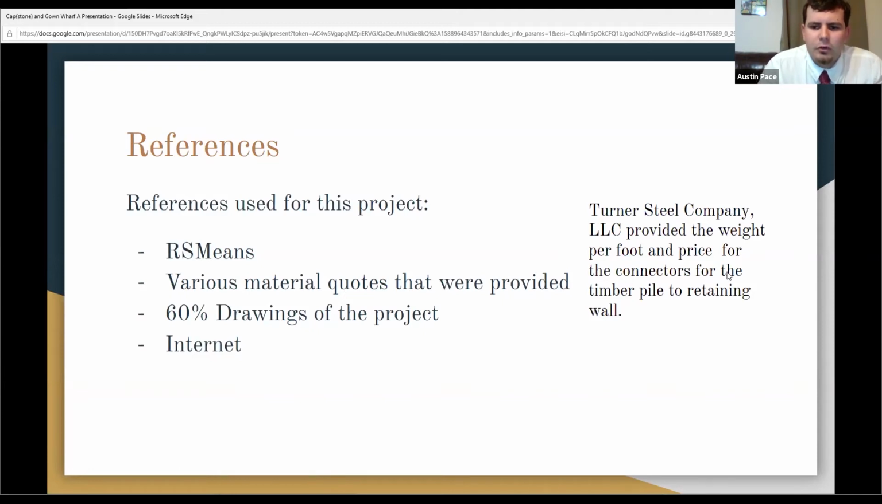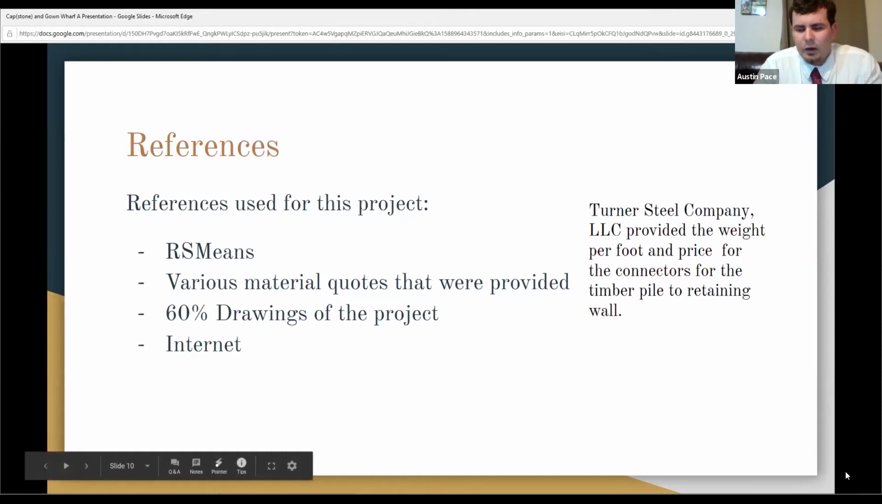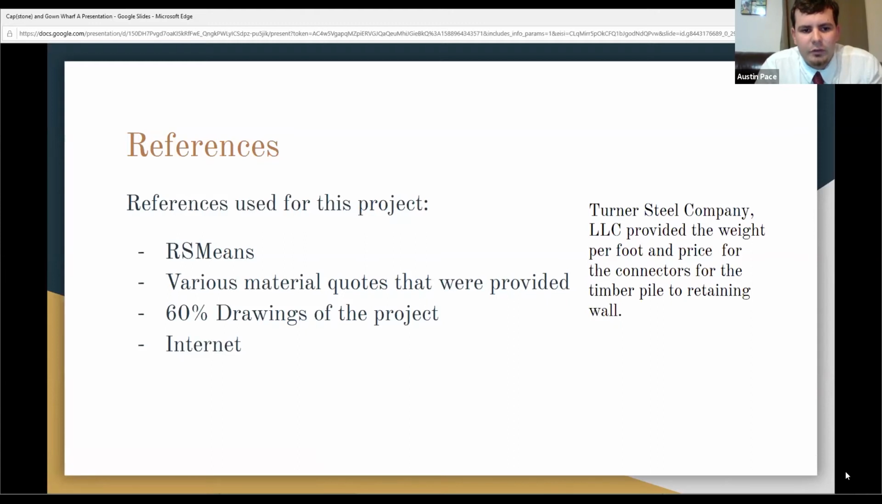Also, Turner Steel Company from West Bridgewater, Massachusetts, provided us with the weight per foot and the price of the connectors used to connect the timber piles to the retaining wall. And also, of course, Mr. Jeter was a tremendous help in giving us information on things that we didn't know or didn't have any experience with.